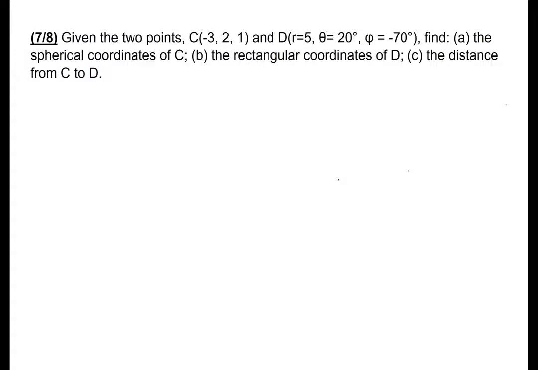So let's start with problem A. So conversion of the rectangular coordinates C to spherical coordinates.